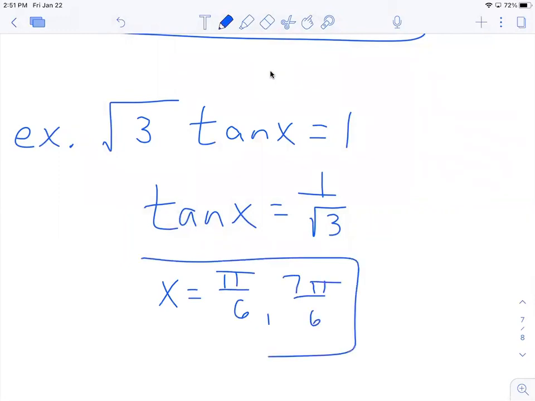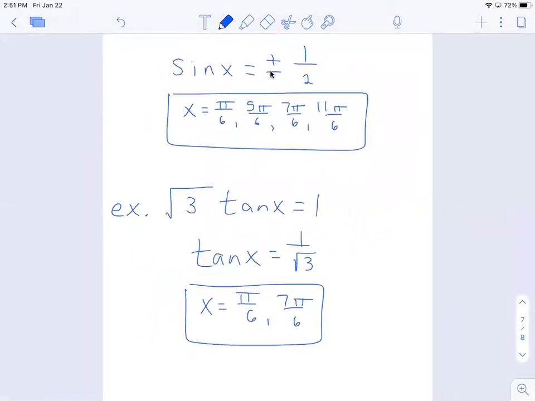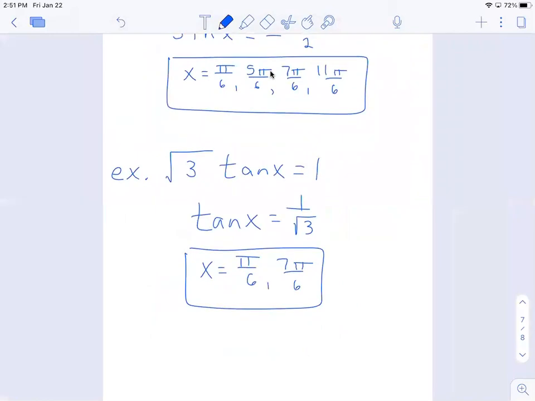Wait, is it 7 pi over 6 because the negatives cancel? Exactly. Yes. Good question. I didn't even catch who that was, but whoever it was, that was a great question. Because you have a negative over a negative, which is a positive. So it's good to remember that the tangent is positive in the first and third quadrants. And it's also negative in the second and fourth quadrants, by the way.